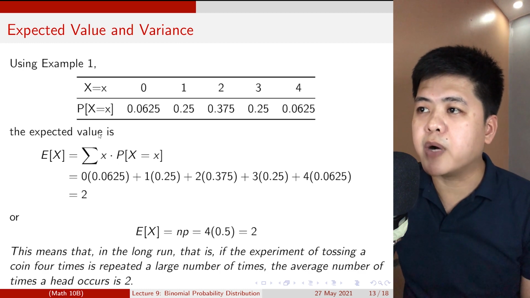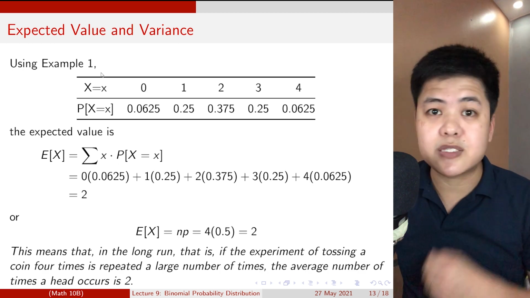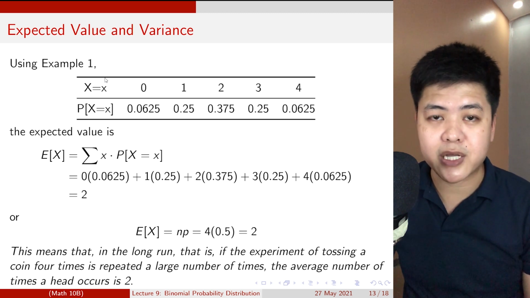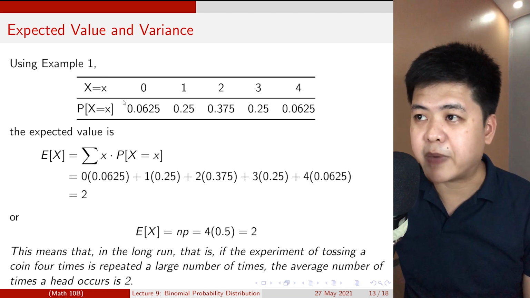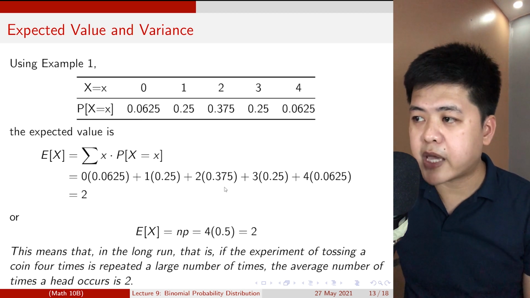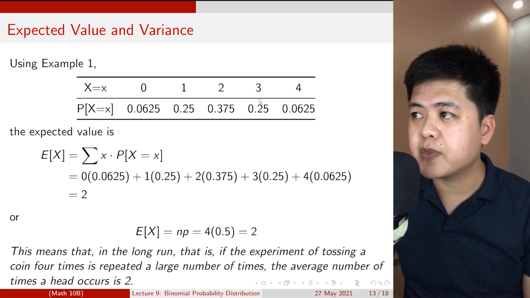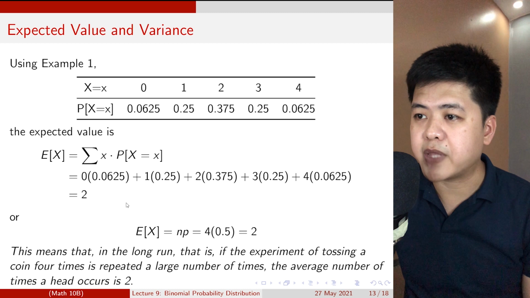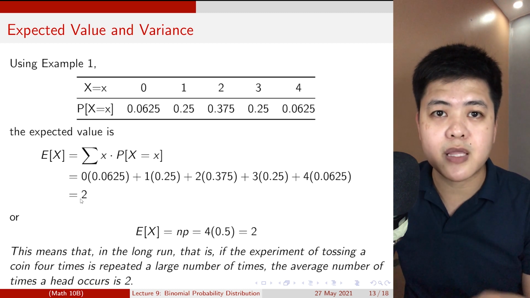For example number 1, gamitin muna natin yung table and let's use the formula that we learned from lecture number 8. So, multiply natin isa-isa. 0 times 0.0625. So, we have this one. 1 times 0.25. 2 times 0.375. 3 times 0.25. And 4 times 0.0625. The answer is 2. So, the expected number of heads.